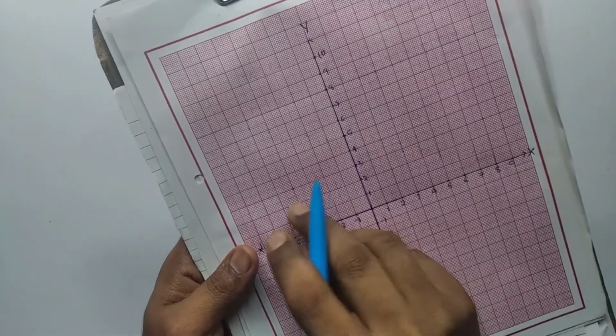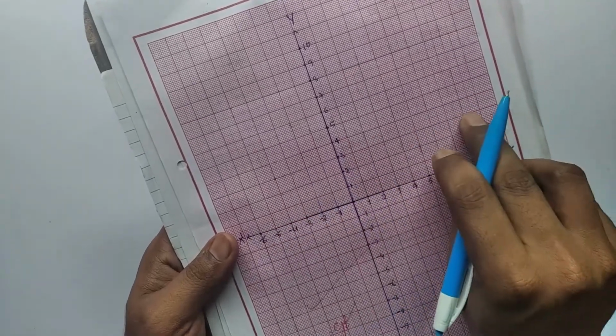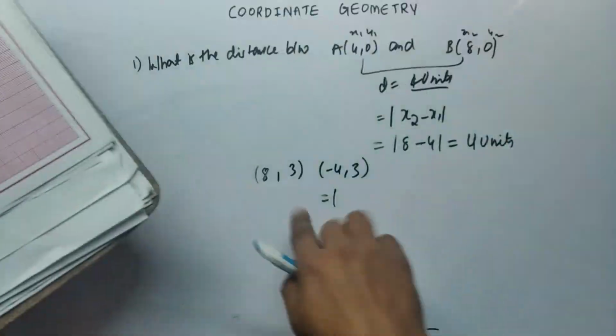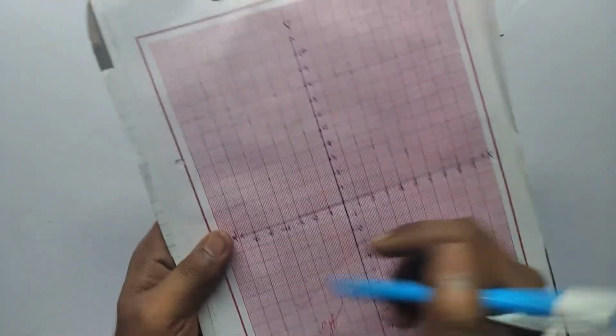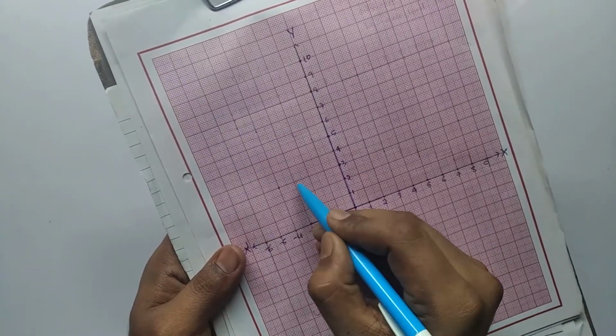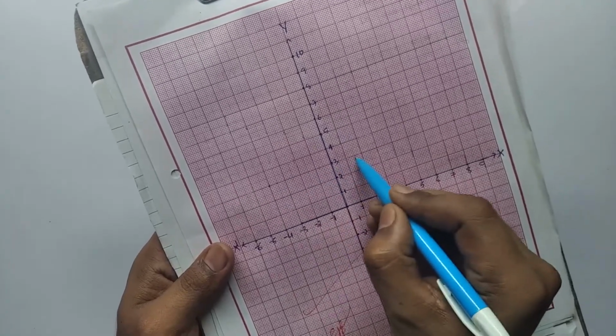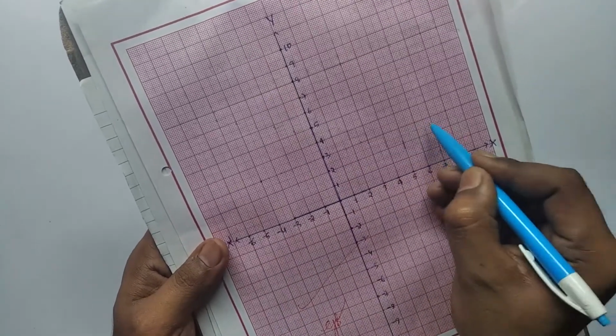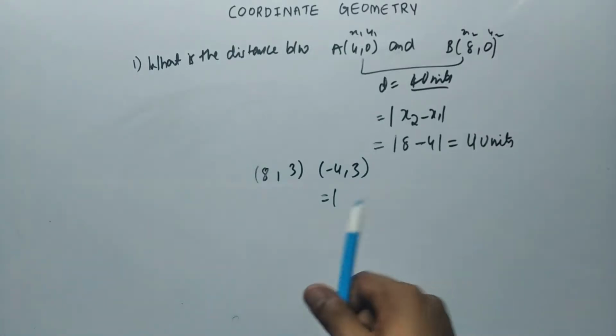So if you want to find the distance between these 2 points, both will be lying on the same y-axis. Here also we have the same y coordinates. So if you want to find the distance, we can count 1 2 3 4 5 6 7 8 9 10 11 12. So the answer is 12 units.